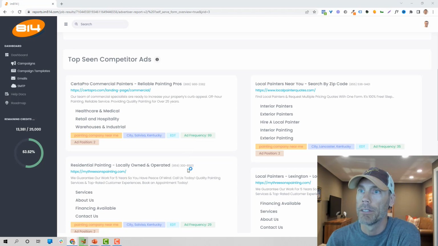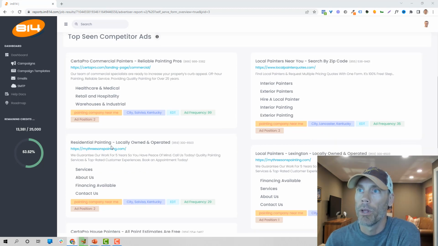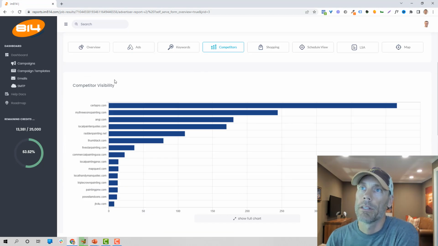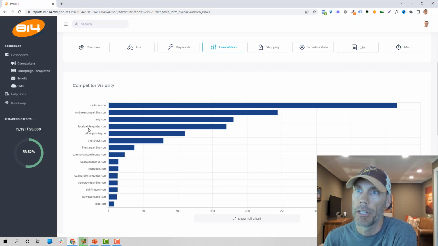But what we're looking for is the competitors that are really local businesses as well. So we see an example here of a residential painter. They are local painters, my3sonspainting.com. They're using their phone number in their ads, which is a positive. All right, so here we can see exactly who's advertising and how often in the local market. CertaPro obviously dominating, Angie, local painter quotes. My3sonspainting.com seems to be one of the leaders out there.